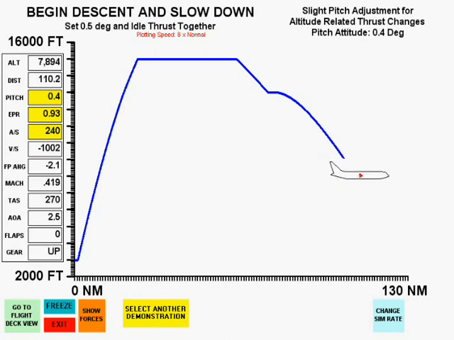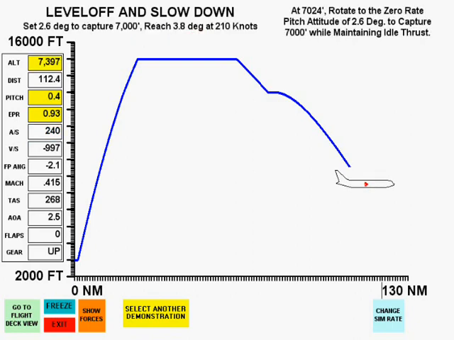After making a slight pitch change due to altitude effects, we will now level off at 7,000 feet. In this case, we will level off and slow down to 210 knots. So using a 24-foot altitude lead, we'll rotate to 2.6 degrees to capture 7,000 feet.